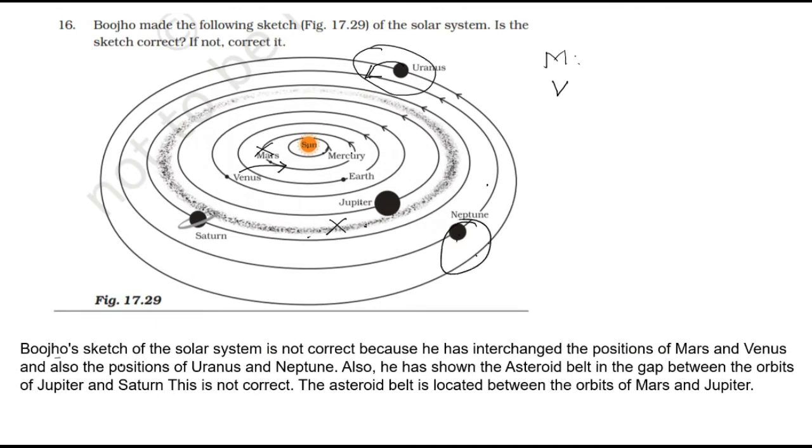So Bojo's sketch of the solar system is not correct because he has interchanged the positions of Mars and Venus. You can underline this when you write this as an answer. And also the positions of Uranus and Neptune. He has shown the asteroid belt in the gap between Saturn and Jupiter, which is supposed to be between Mars and Jupiter. Now the next question is, if not, correct it. Now you have to draw the diagram and correct it.